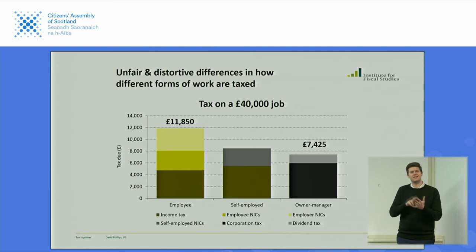But you can see there's a big difference in the amount of tax you pay. If you're an employee, you face taxes of about £11,800 on your income. As your little company, more like £7,500, a difference of about £4,500 a year in the amount of tax you pay.